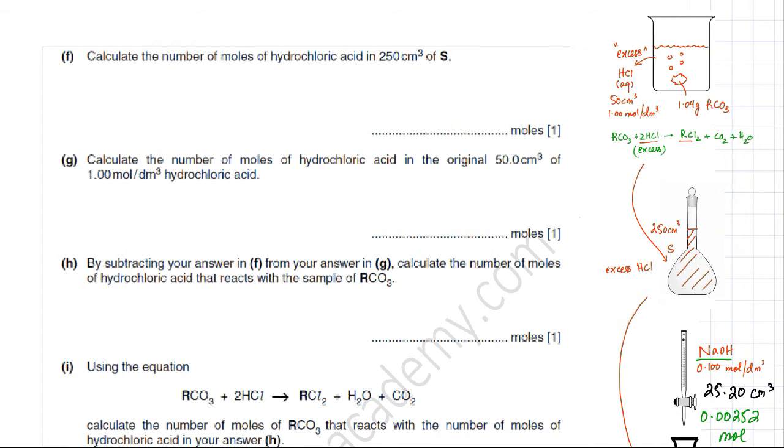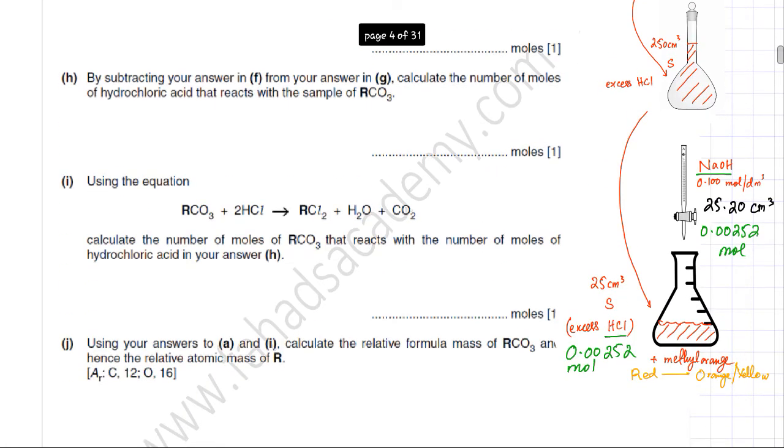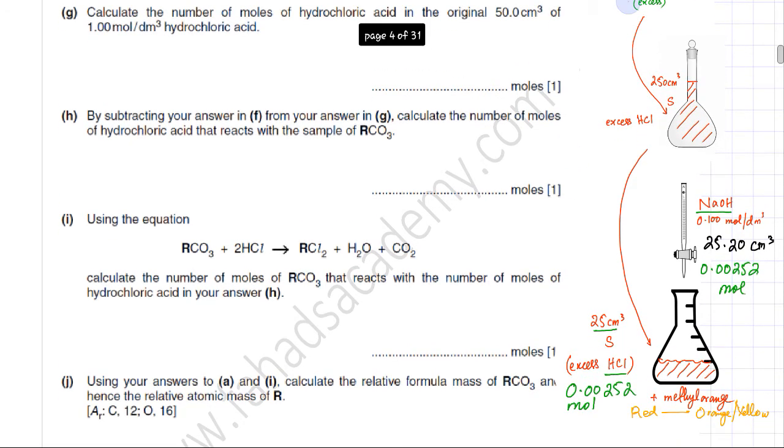Moving to the next part F, you're now asked to calculate the number of moles of hydrochloric acid in 250 cm cube of S. So what we have done is we've been able to find the moles of HCl in this flask over here, which were 0.00252 moles. And remember that we just took 25 cm cube of S. So these are the moles in 25 cm cube of S, 0.00252 moles. Now he's asking us to find the moles in this 250 cm cube of S that we originally made. This was the solution that we made, which contained the excess HCl. We only used 25 cm cube of S in the titration.